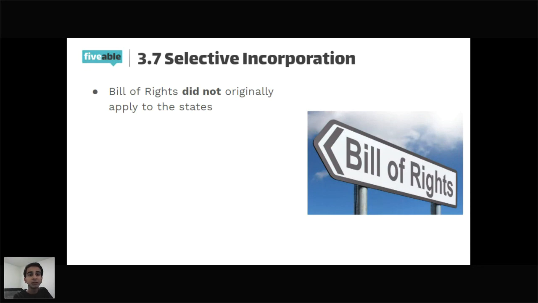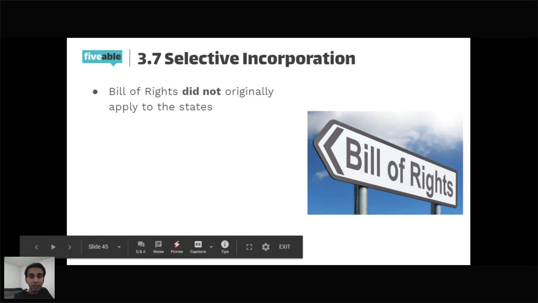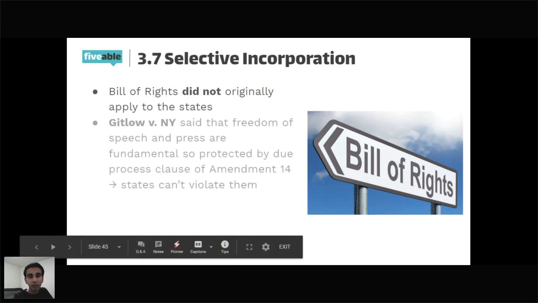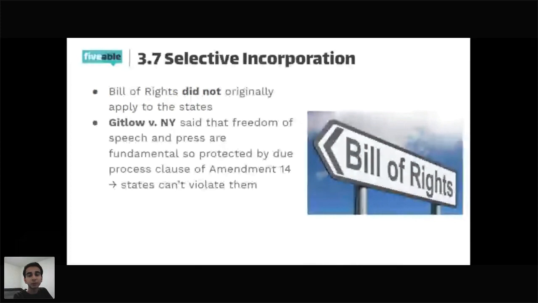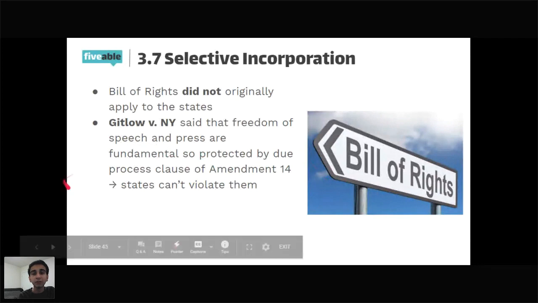So originally, the Bill of Rights did not apply to the states, okay? But through the case, Gitlow versus New York, the freedom of speech and press were declared fundamental and therefore protected by the Due Process Clause of Amendment 14. So one thing that you'll find is common with all of these selective incorporation cases is that the right is deemed fundamental, and then it's protected by the Due Process Clause of Amendment 14.